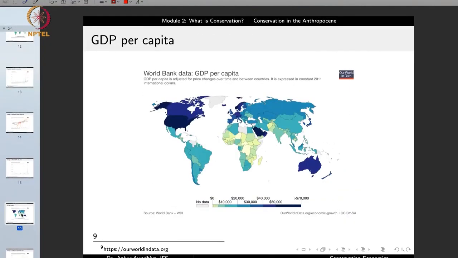Now, if we wanted to know how much is the impact of people in different areas, we can look at GDP per capita in different countries of the world. Here we will observe that areas such as the United States or the UAE, most of Western Europe or Canada, have a very high GDP per capita, which means that the affluence in these areas is large.